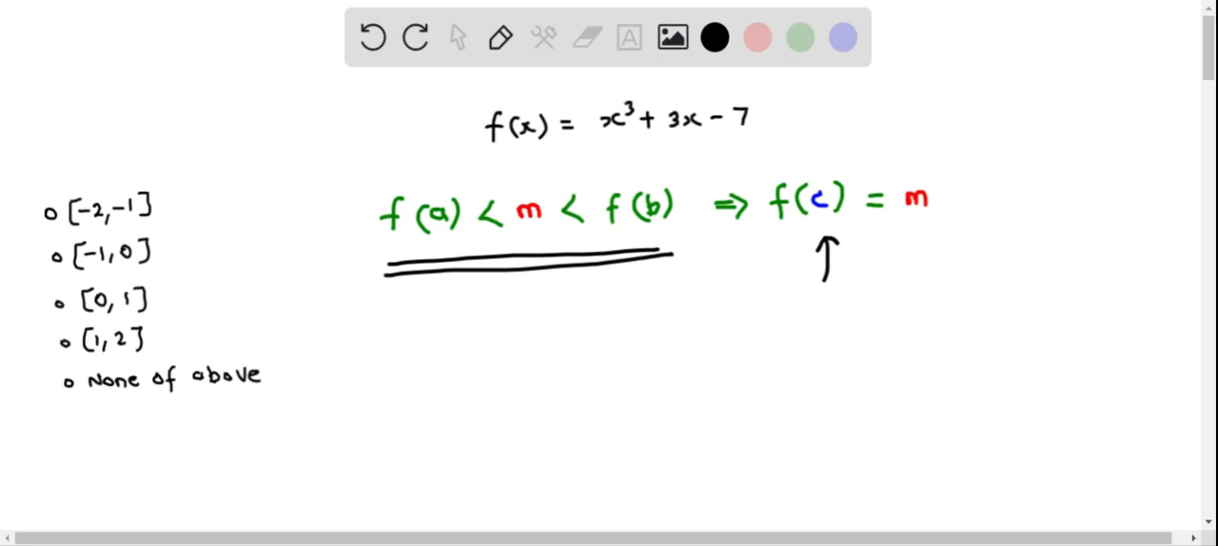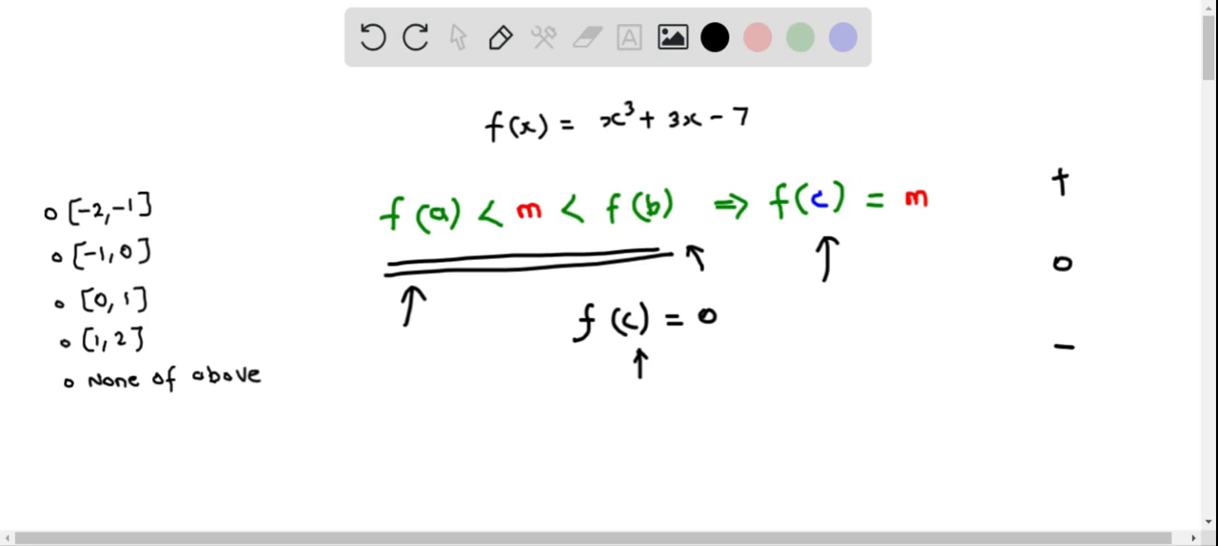Since here we have to find where the function becomes 0, we say that m equals 0. That is, f of c equals 0. So we have to determine the interval such that f of c equals 0 in this interval. To determine the interval, 0 must lie between f of a and f of b. And this means 0 lies between a positive quantity and a negative quantity.